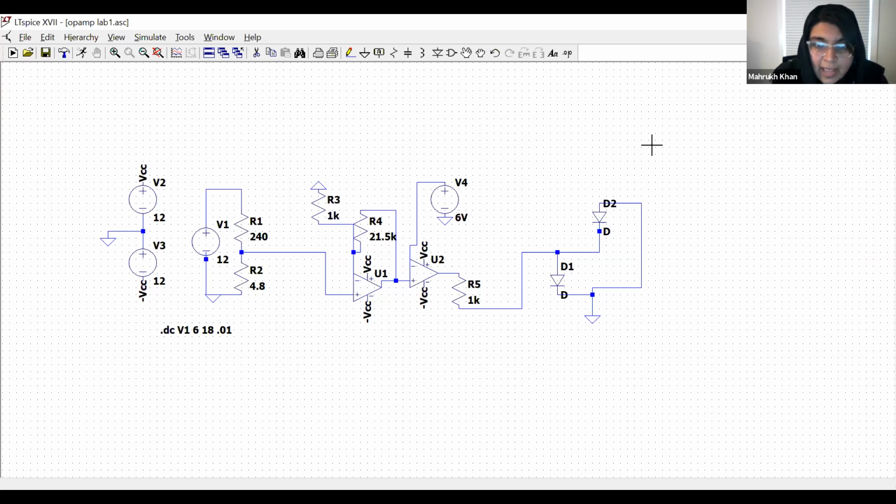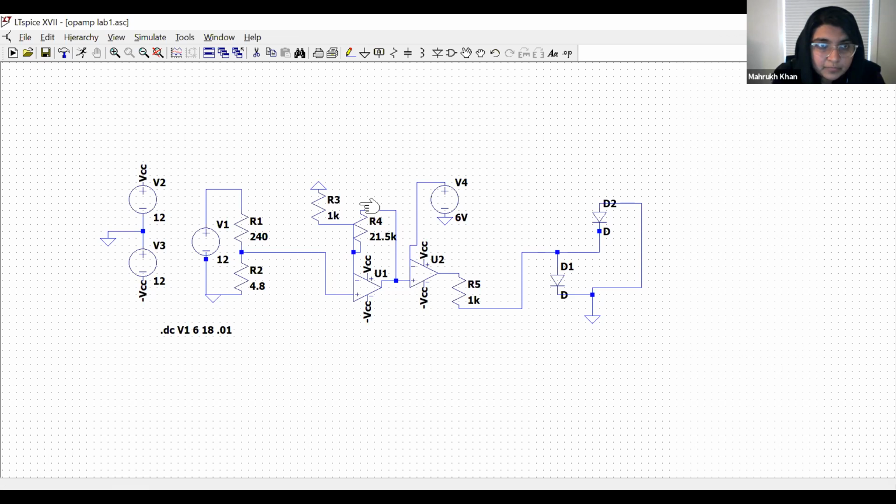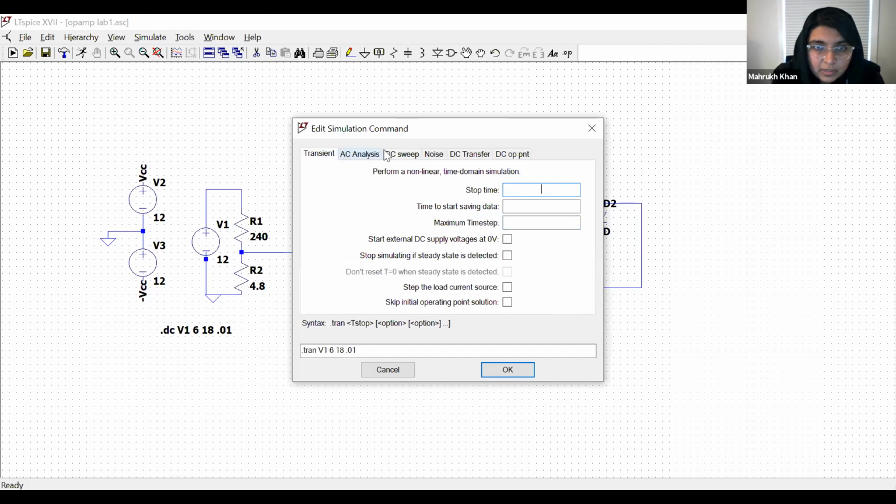So I will come to the lab document, but do you have any question regarding sweep? Do you have any question regarding anything else? So this is good. I can stop share. So the sweep is from 6 to 18 volts at 0.01 increment, which I have done from here. You can do transient, but here I'm using DC sweep.